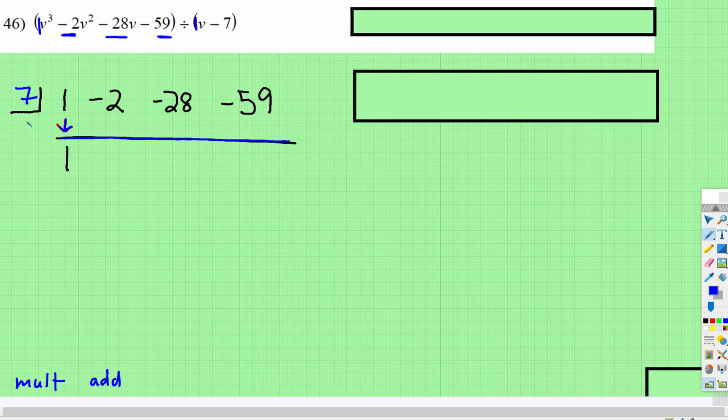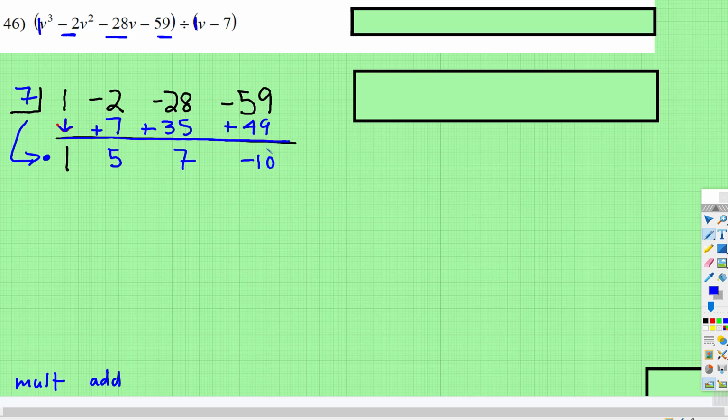So 7 times, you multiply this number times each number down here, and then you add the columns. So 7 times 1 is 7. Add the columns. So -2 plus 7 is +5. Multiply 7 times 5 is 35. Add the columns. You get +7. 7 times 7 is 49. Add the columns. You get -10.